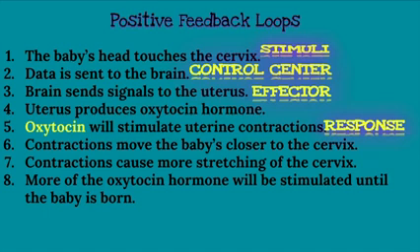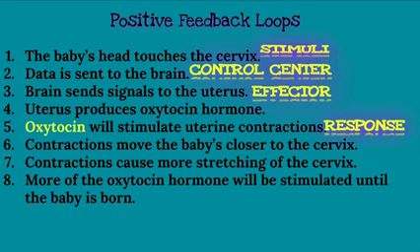So first, the baby's head will touch the cervix, and in this example, this is going to be considered the change in variable, also known as the stimuli. The data is then sent to the control center, which in this case is going to be the brain. The brain will send signals to the uterus, which in this case, the uterus will be the effector. The uterus will then produce the oxytocin hormone, and this is a hormone that increases labor contractions during childbirth and controls vaginal bleeding after childbirth.